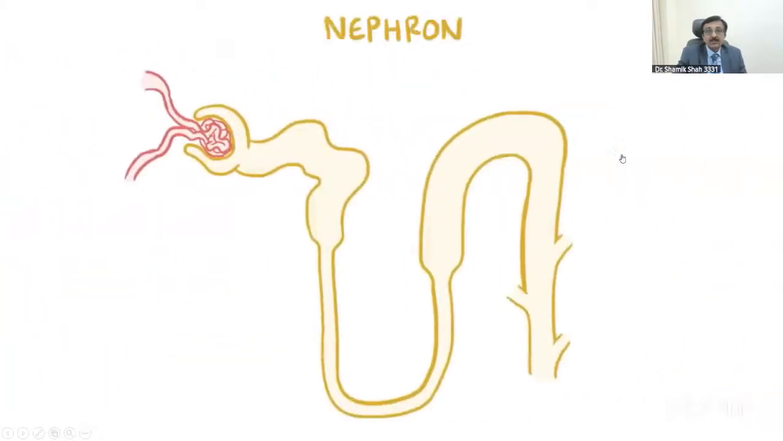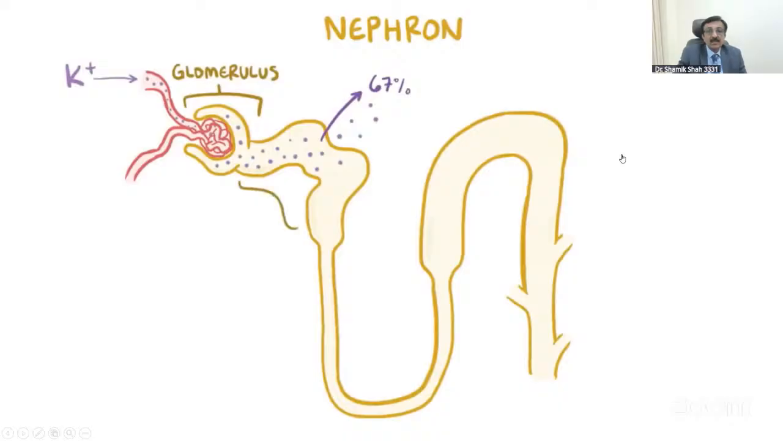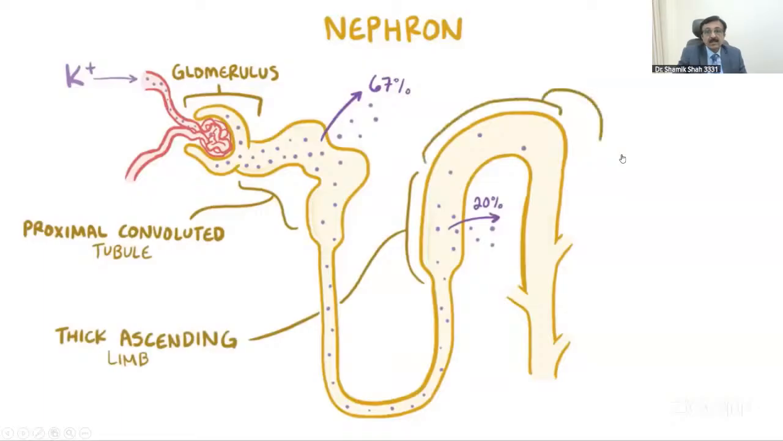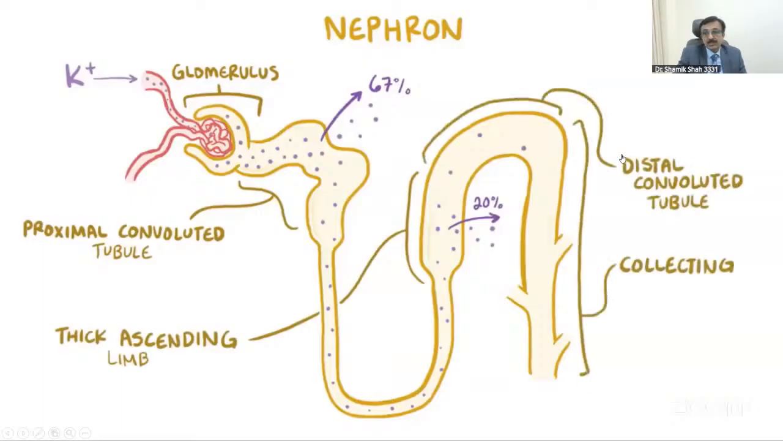So this is the functional unit of the kidney, which is a nephron, right? Every person has 2 million nephrons, 1 million in each kidney. Potassium is freely filtered at the glomerulus, and about 2/3 is reabsorbed at the proximal convoluted tubule. Around 20% is reabsorbed in the thick ascending limb of the loop of Henle. The remaining 30% is taken care of by the distal convoluted tubule and the collecting ducts.